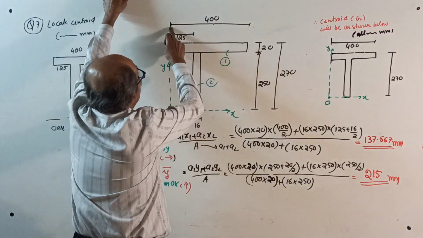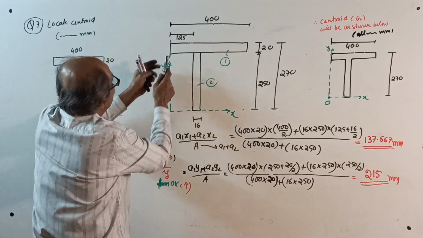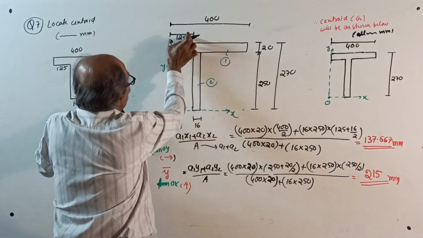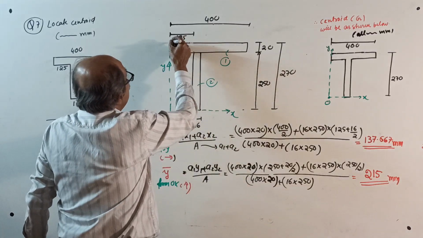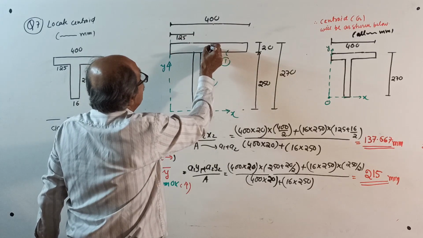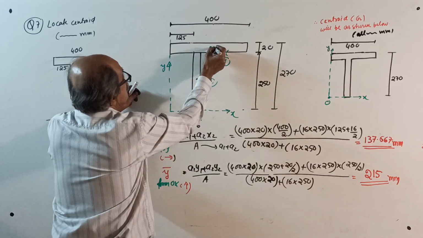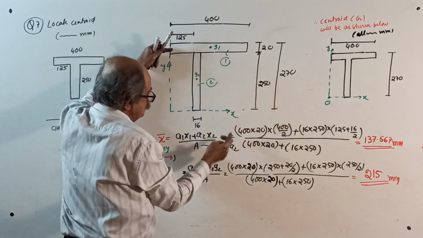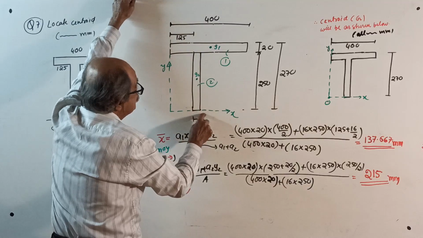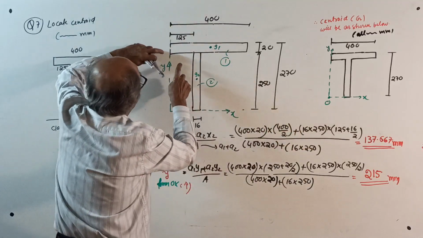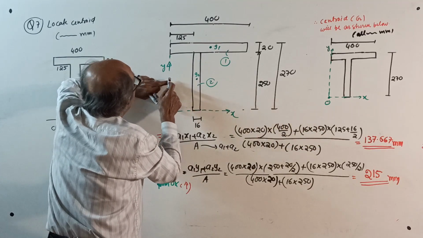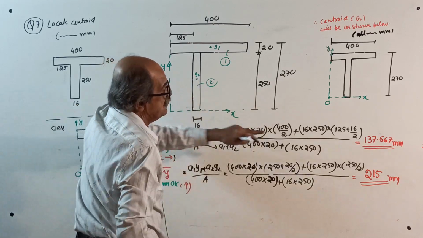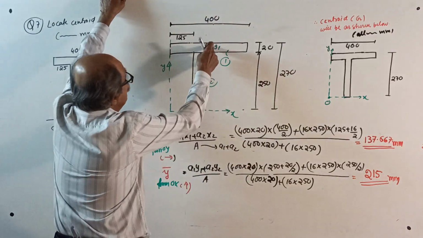Start. A1, 400 by 20. X1 from here up to center. See, mark G1. This is 125. This is 16. From here to here 141. So centroid will be somewhere here, and the second one will be here. G1, G2. Into 400 by 20 plus 16 into 250 is the next area, into, see, this centroid from here, 125 plus half of 16. Then divide by A1 plus A2.